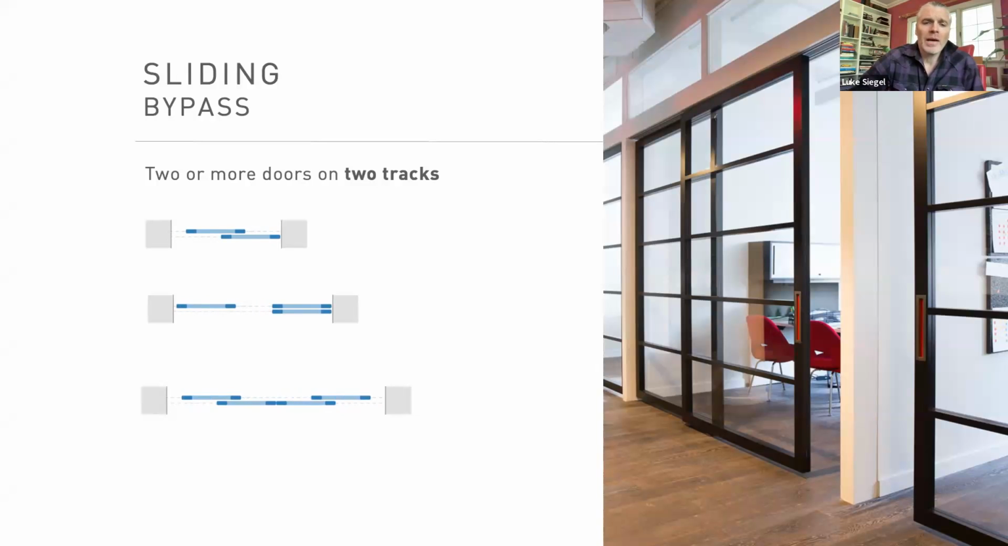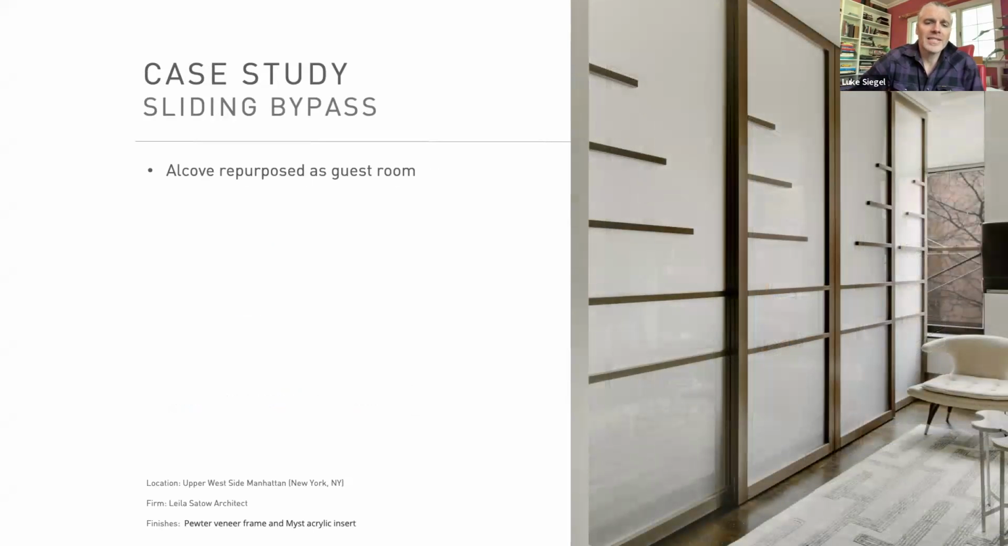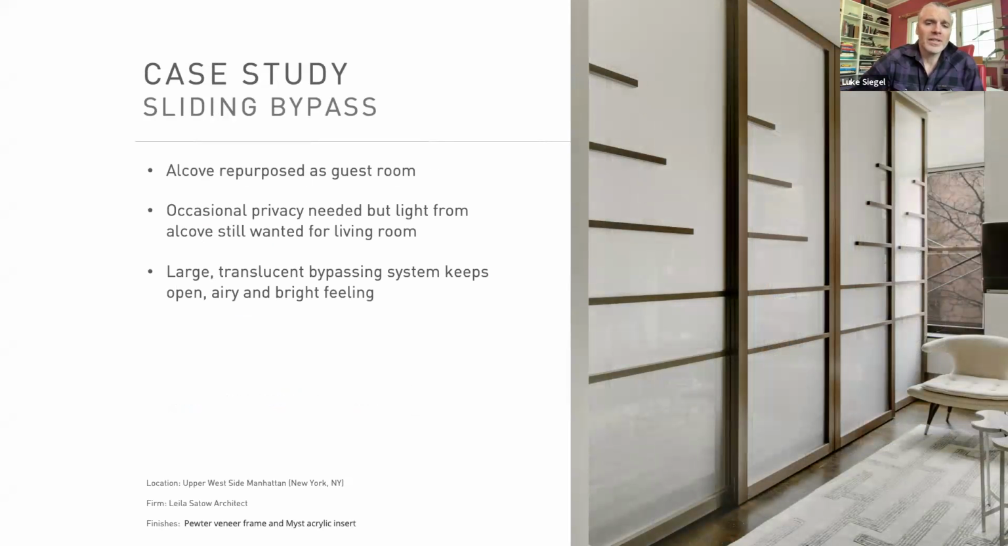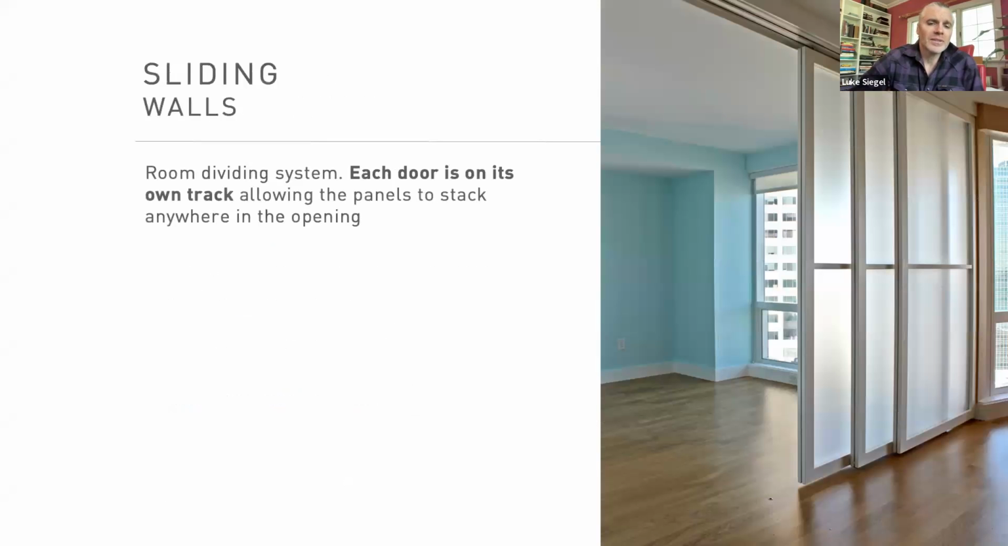So here's an example of a bypassing solution here. And then this is the same photo we saw earlier, just kind of featuring it as a case study example. It was a home office that got turned into a guest bedroom. A talented interior designer who works with us a lot, Layla Satow, did this one here in New York. So now moving to sliding walls.